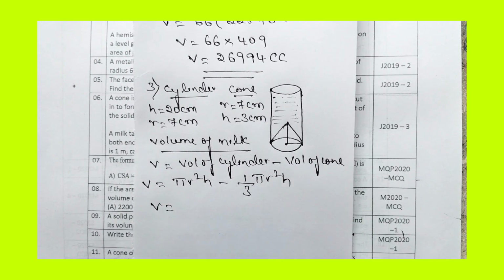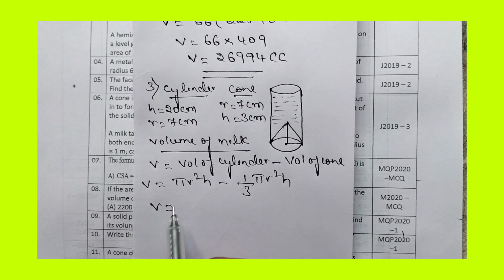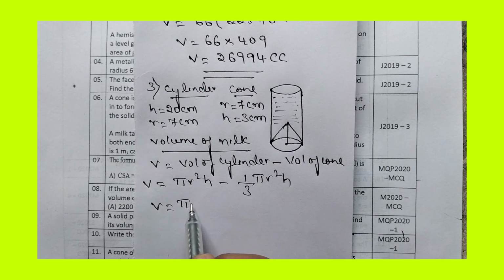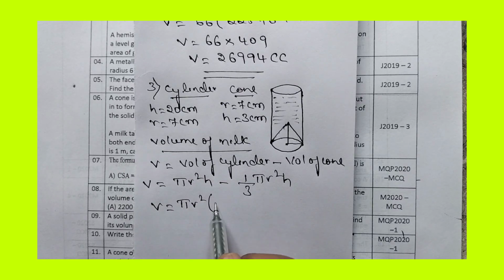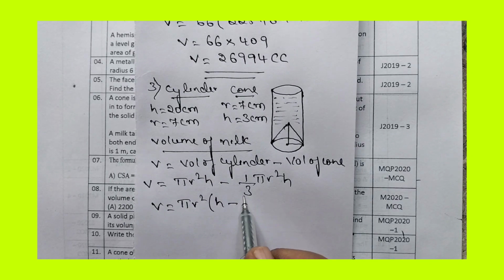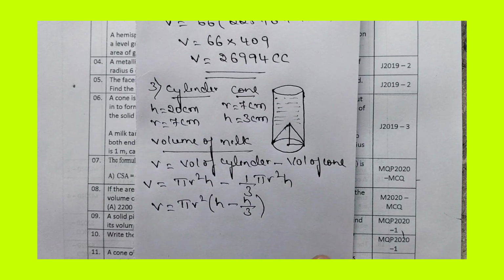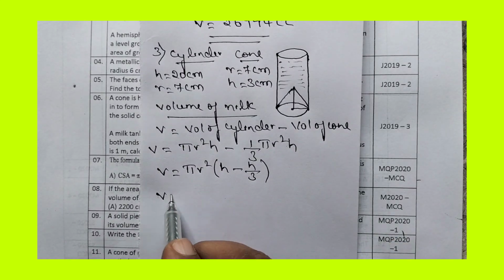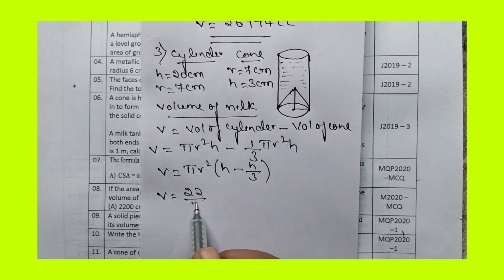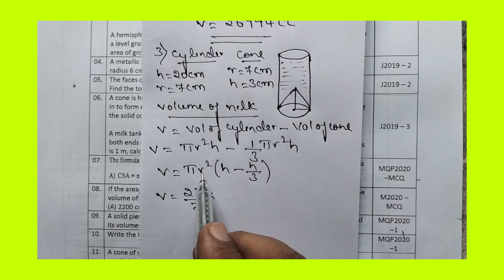So volume is equal to, in both, what is common? Pi r square is common. So what is remaining? h minus what is remaining? h/3 is remaining. So now volume is equal to 22/7 into what is the radius given.